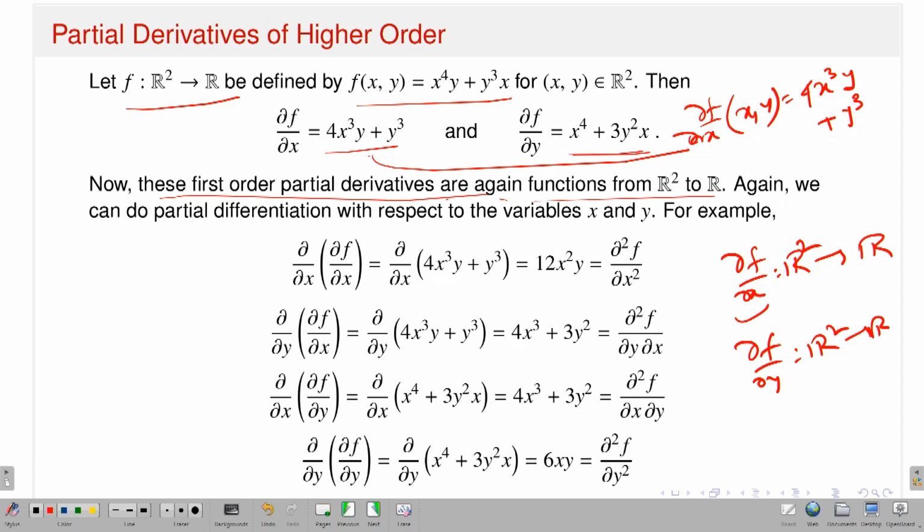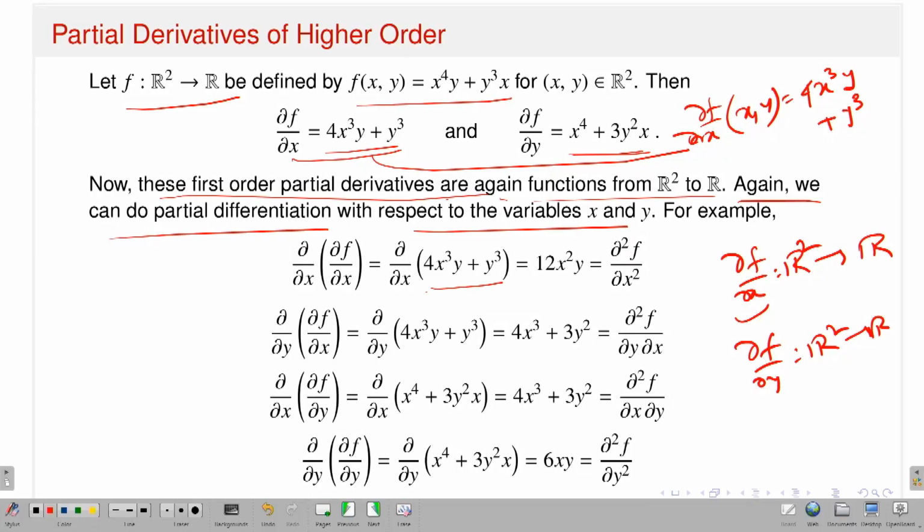So, the first order partial derivatives are again functions from R2 to R. Since they are such functions, again we can do partial differentiation with respect to the variables x and y. The function del f del x at (x, y) is nothing but 4x cube y plus y cube. So, you take the partial derivative of del f del x with respect to x, do the same thing, put y as a fixed variable and do the differentiation. That means this is del del x of 4x cube y plus y cube, and this is nothing but 12x square y, keeping the y variable fixed.